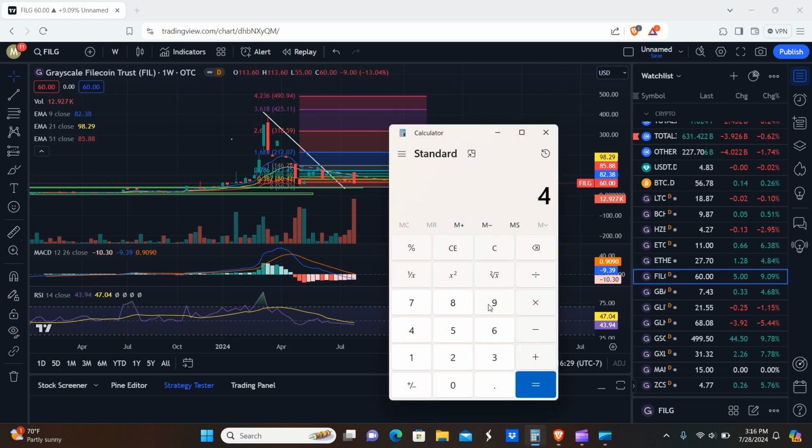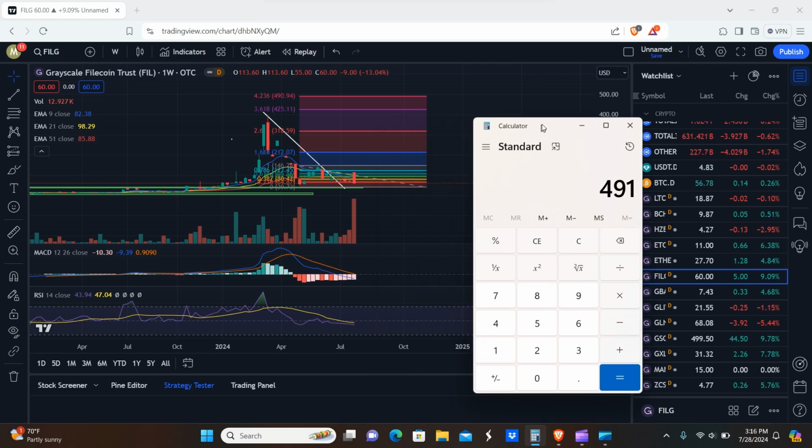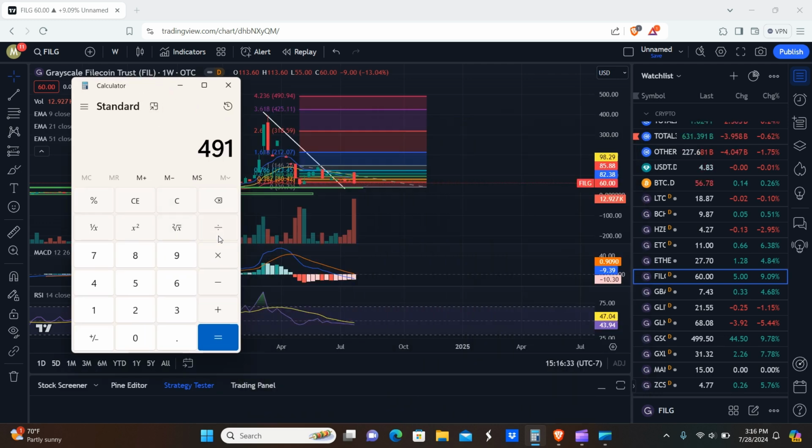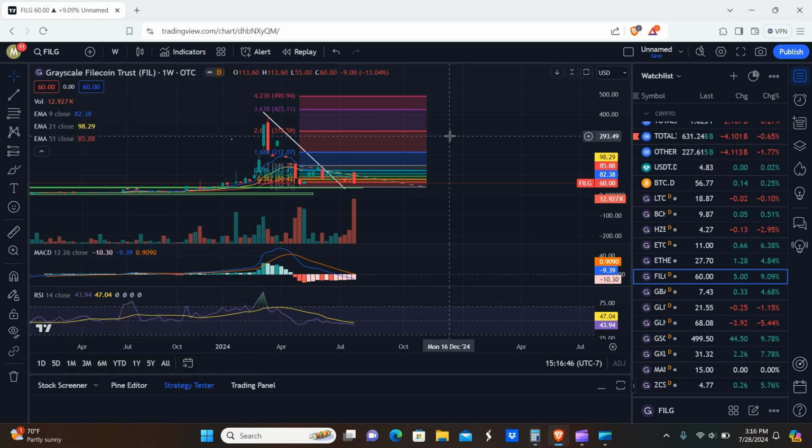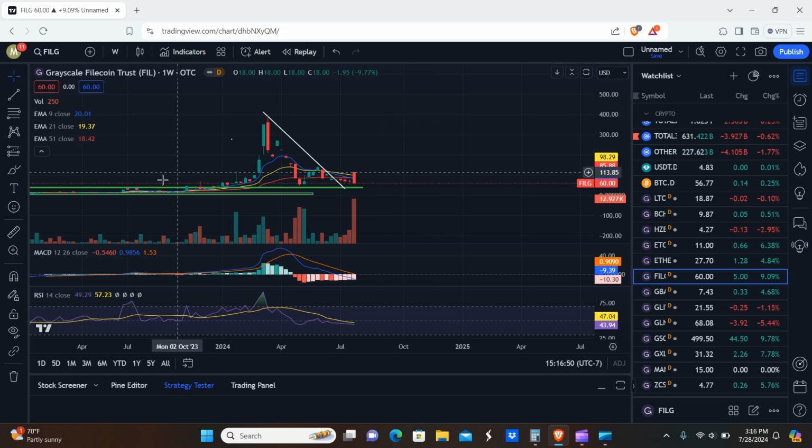So if I just do the numbers on this, 491 divided by 60, that's 8.2x. I mean, that's still pretty good money. Do I think it stops at an 8.2x? No, I do not. I think Filecoin is going to be one of those coins. It's an AI and DePIN project and decentralized storage all in one. I think it's going to be a huge, huge winner this cycle.